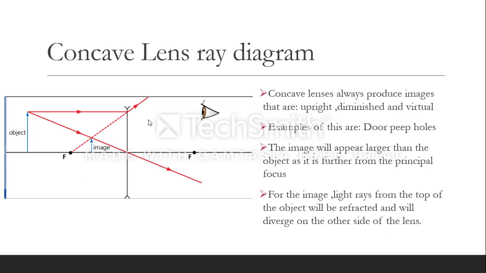Concave lens ray diagram. Concave lenses always produce images that are upright, diminished, and virtual. So virtual meaning they cannot be projected onto a screen. Examples of these are door peepholes, where people look through a door hole to see if anyone's outside. The image will appear larger as it's further from the principal focus.